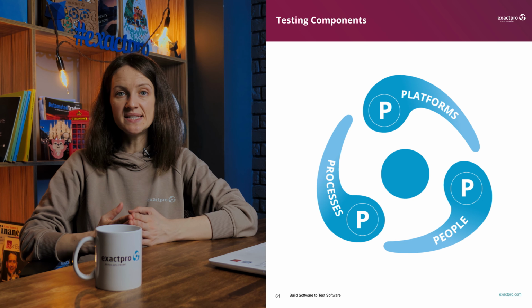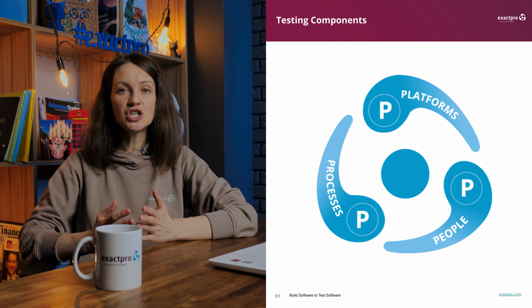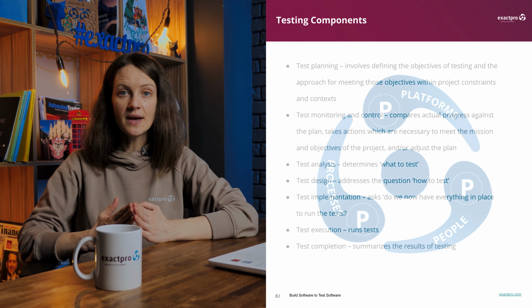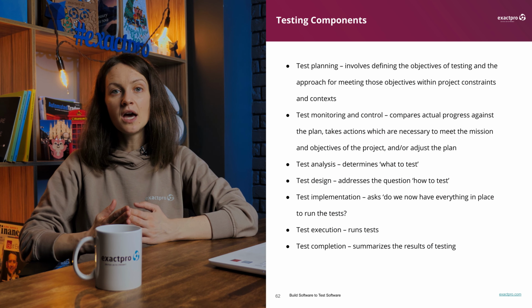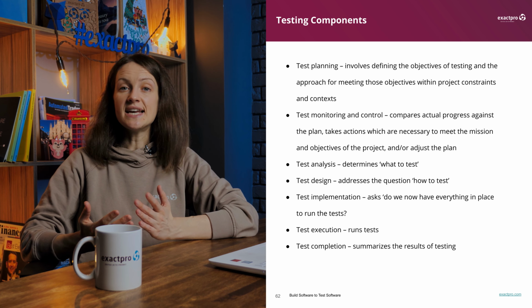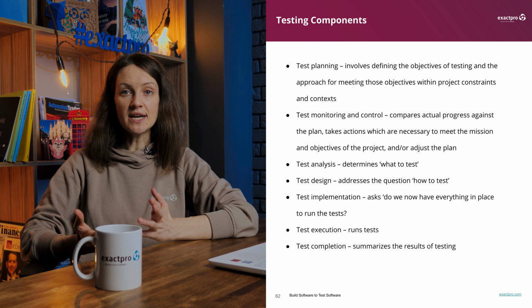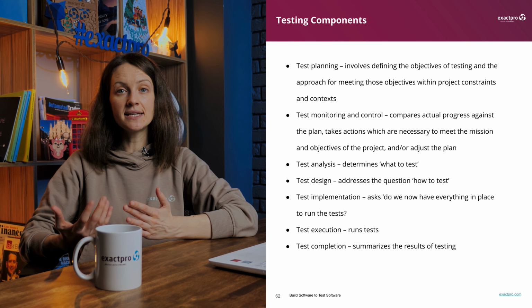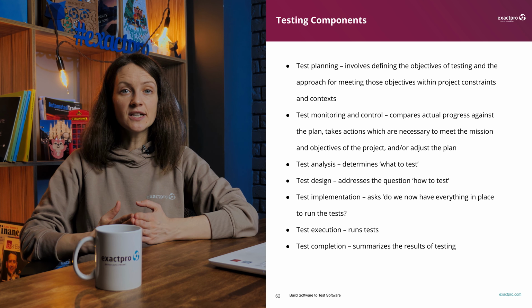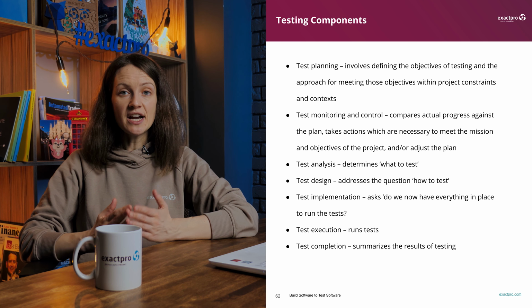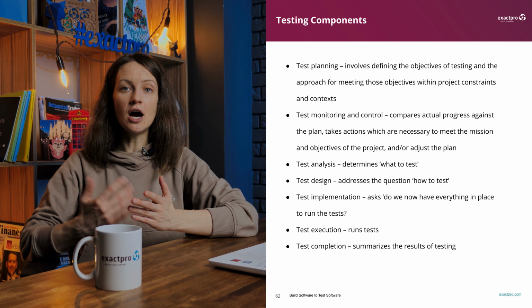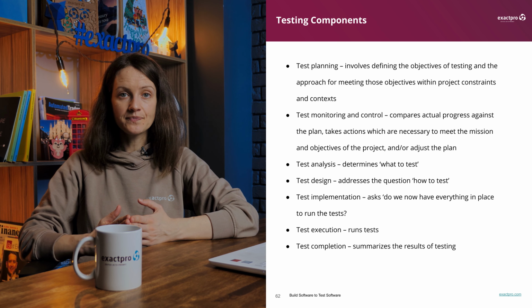Moving on to testing components. As we've mentioned before, the foundation of testing rests upon processes, platforms, and people. Platforms or tools will be the subject of our next lecture. So now we will discuss processes. What do they include? They include test planning, which involves defining the objectives of testing and the approach for meeting those objectives within project constraints and contexts. They also include test monitoring and control, which compares actual progress against the plan, takes actions that are necessary to meet the mission objectives of the project, and/or adjust the plan.